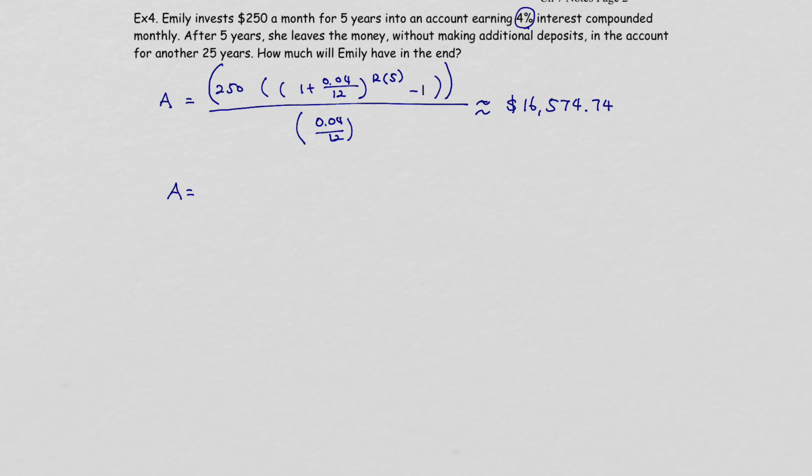Your starting amount, the principal, is going to be 16,574.74. Compound interest is 1 plus your rate over 12 months, to the 12 times the remaining 25 years, right? And then this value should give you close to 44,979.95. So at the end of a total of 30 years, this is the amount that Emily will have.